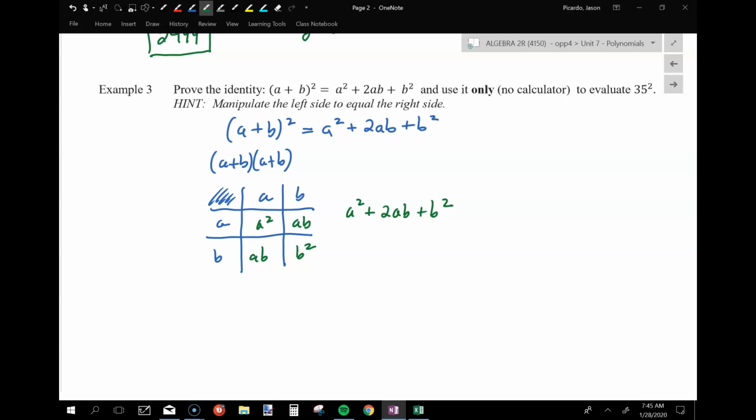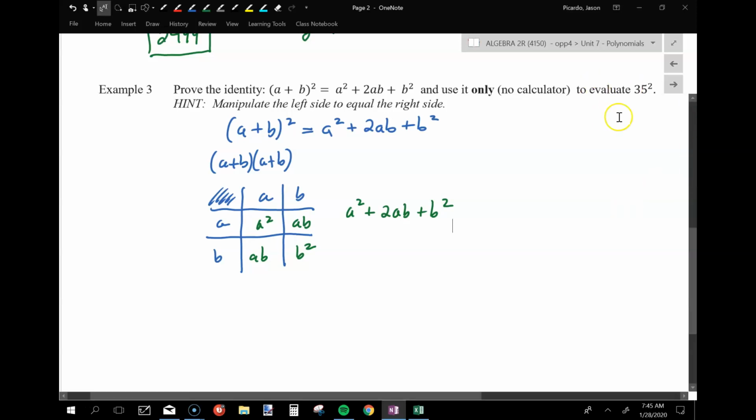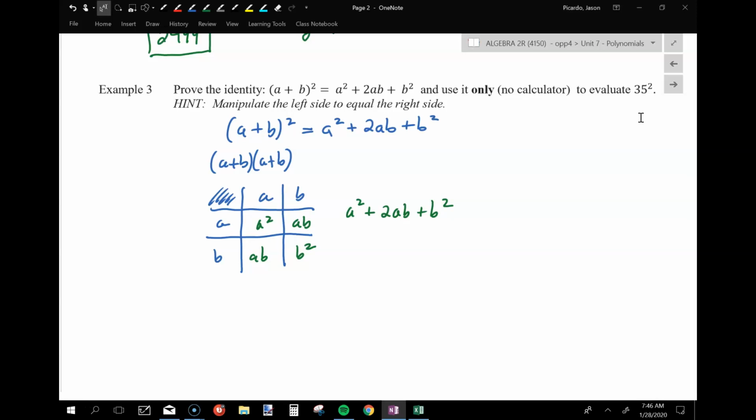What might this identity be useful for? Well, I want to evaluate 35 squared. What is 35 times 35? Well, what could I do? I could sit here and do it out by hand, by longhand. I could use a calculator. I get all that. But here's what the identity is saying.